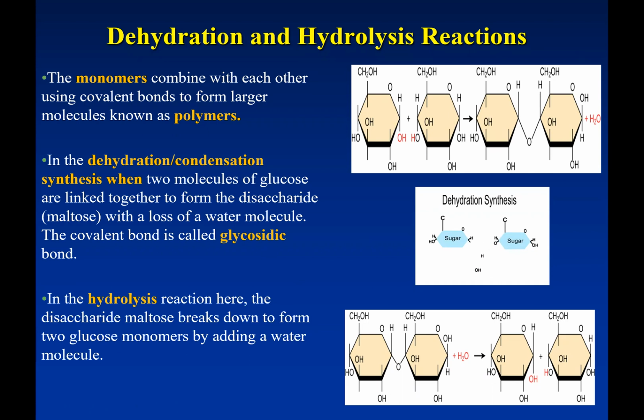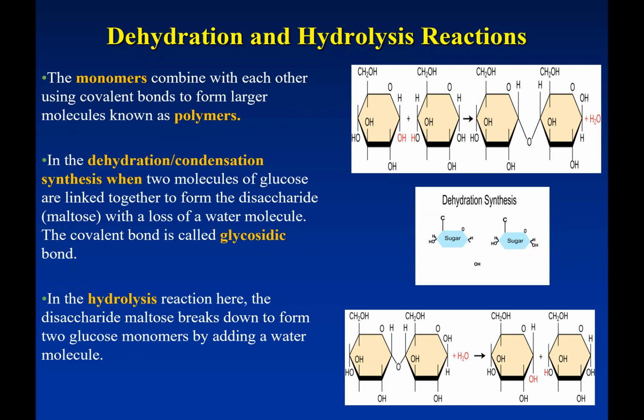The opposite happens in a hydrolysis reaction. So this is a long chain. It is a disaccharide. If you want to break this covalent bond here, the glycosidic bond, you have to add water to the system. So this is called hydrolysis. So in a hydrolysis reaction, here disaccharide maltose is broken down to form glucose monomers by the addition of water molecule. So they are kind of like the opposite. When you want to build something up, it is called condensation or dehydration reaction. When you're breaking down a large molecule, it is hydrolysis.